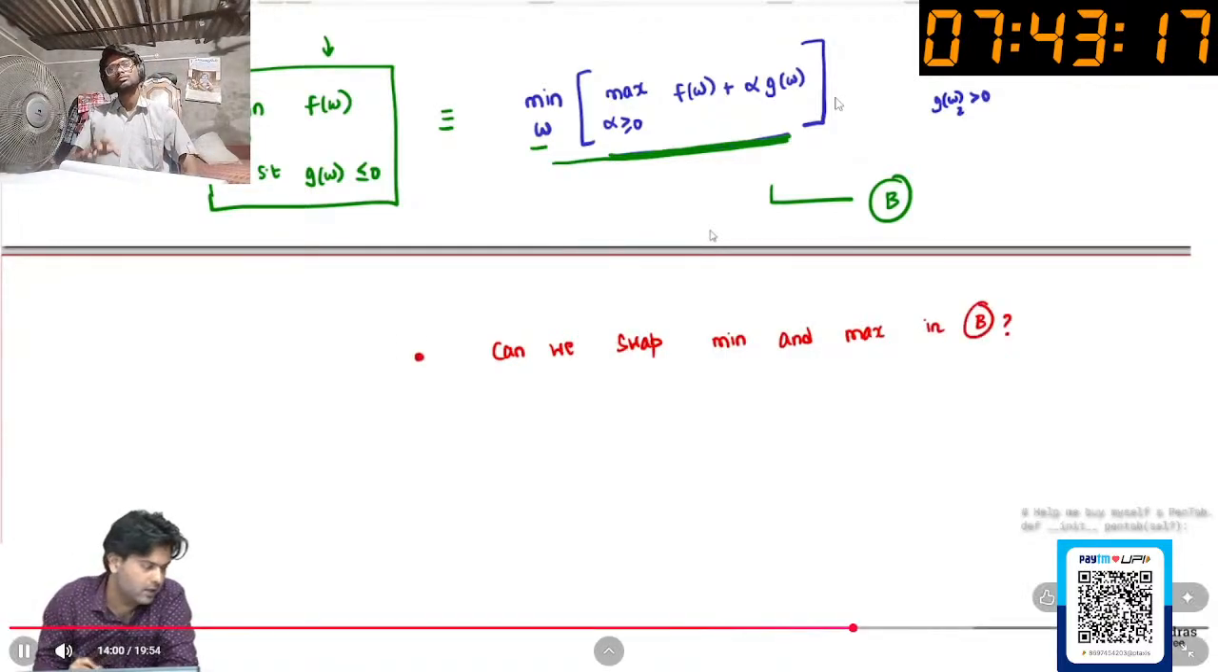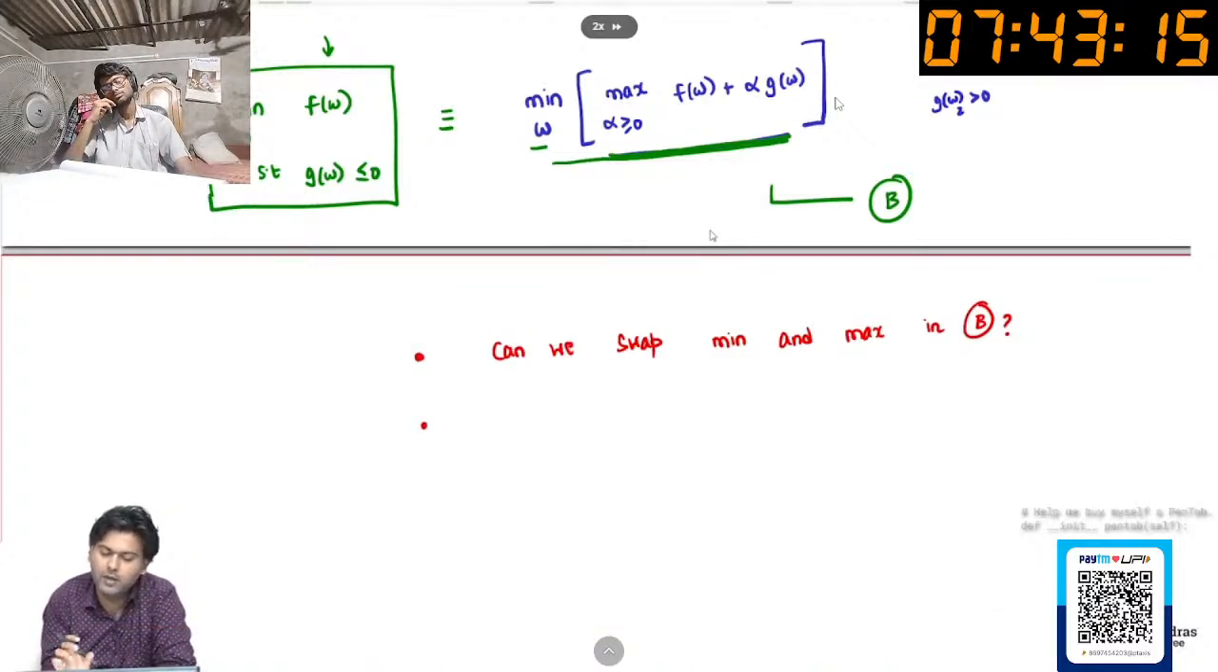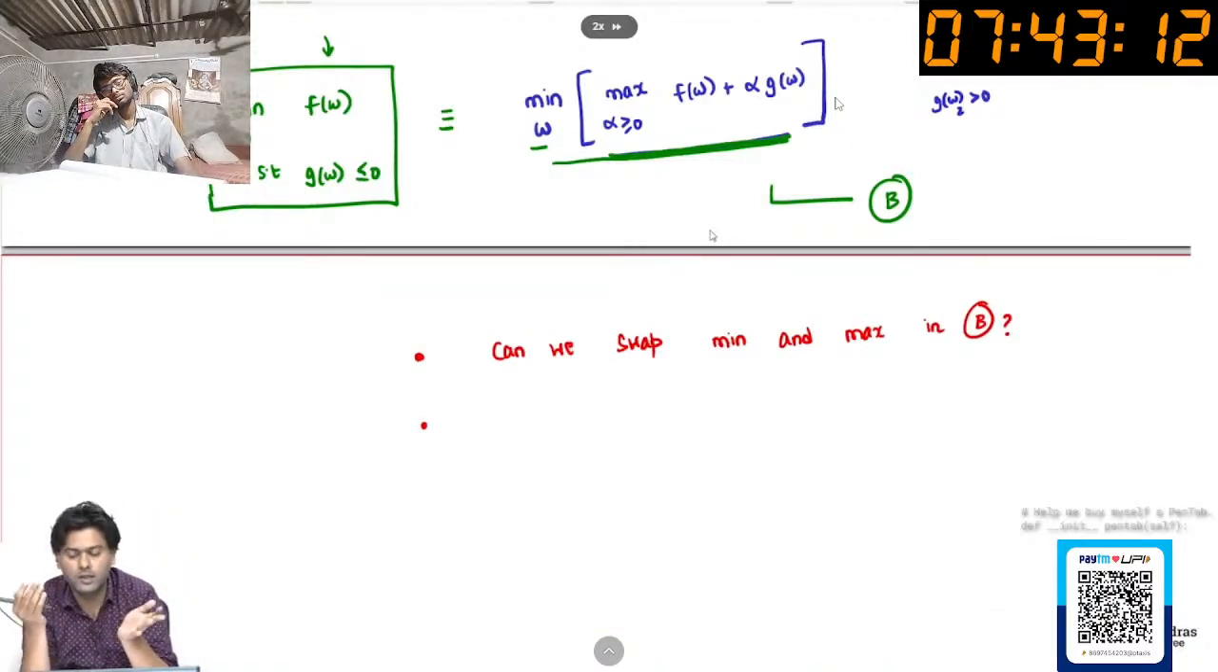This is the first question we'll ask. So basically, in other words, I'm asking if I look for the function, of course you can always swap, but the question is, if you swap, does it affect the final answer? So can we swap and not affect the final answer is what you're asking.